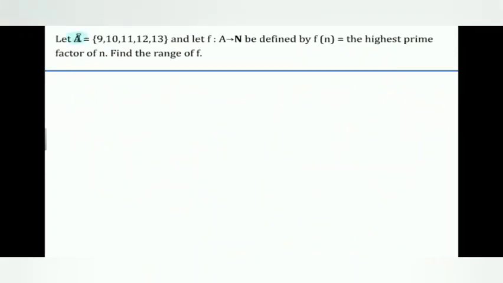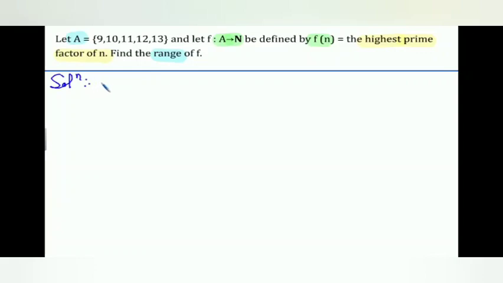Now next question. Let A = {9, 10, 11, 12, 13} and let f: A to N, your domain is A and your codomain is natural numbers, be defined by f(n) equal to the highest prime factor of n. Find the range of f.